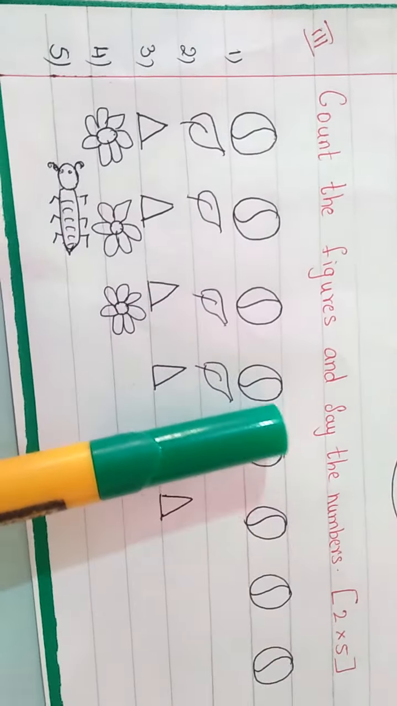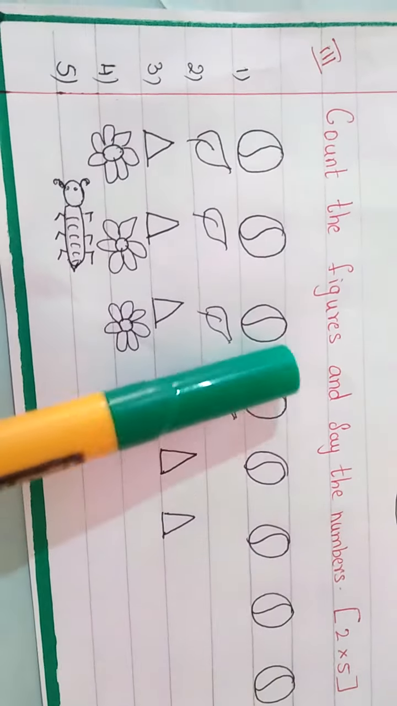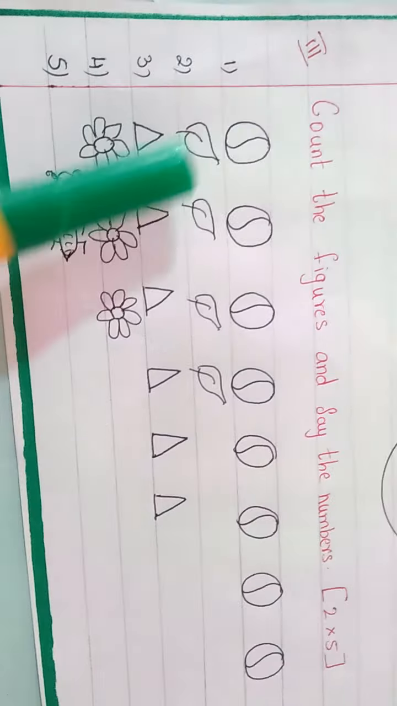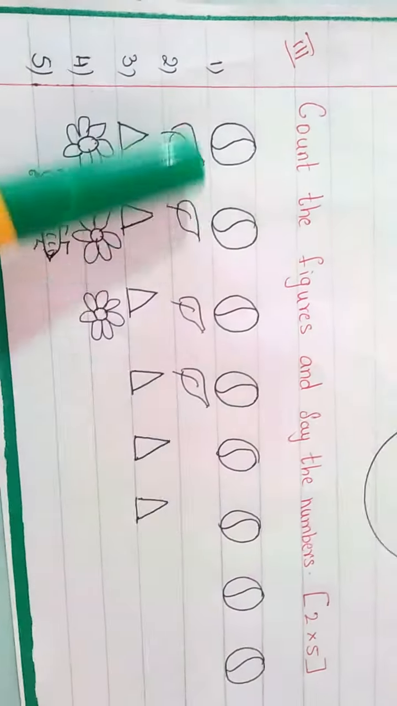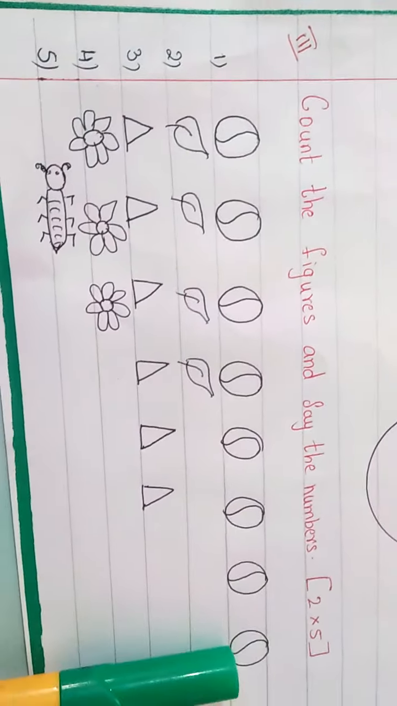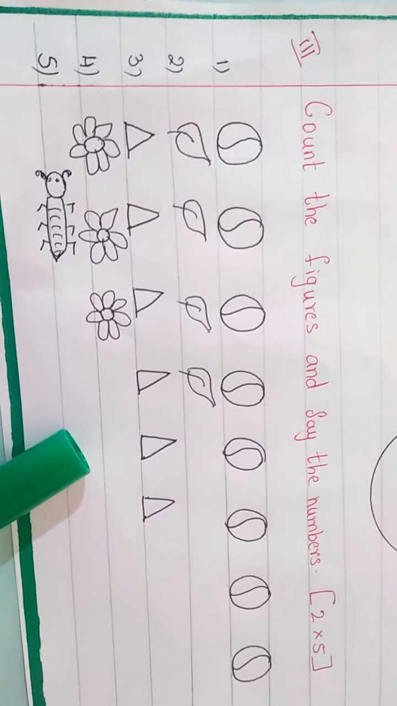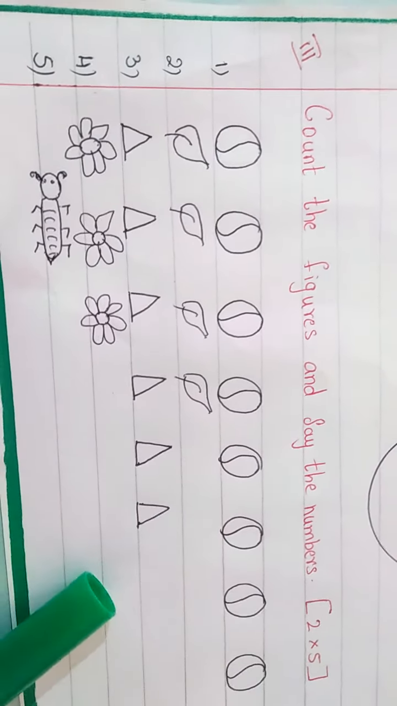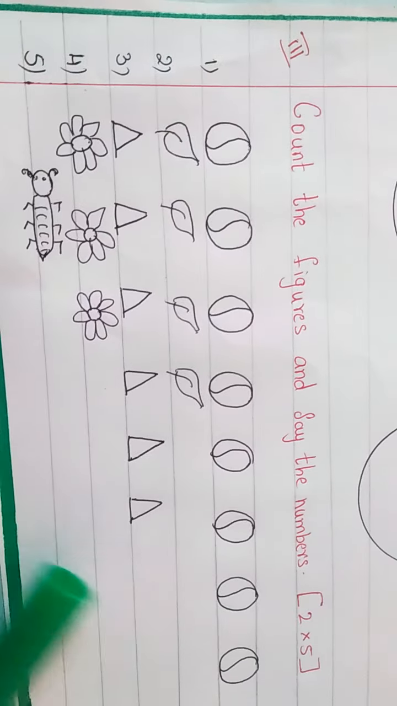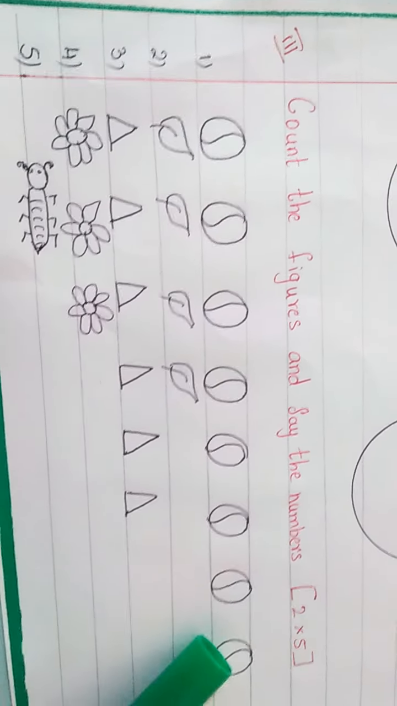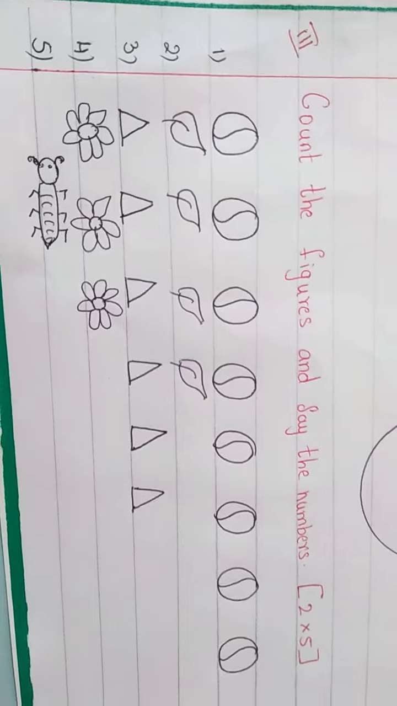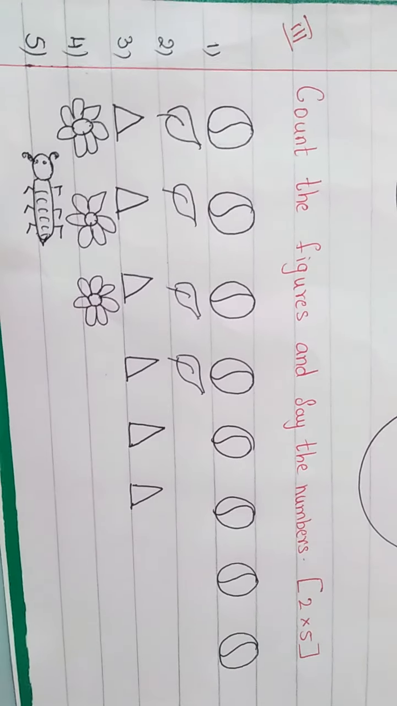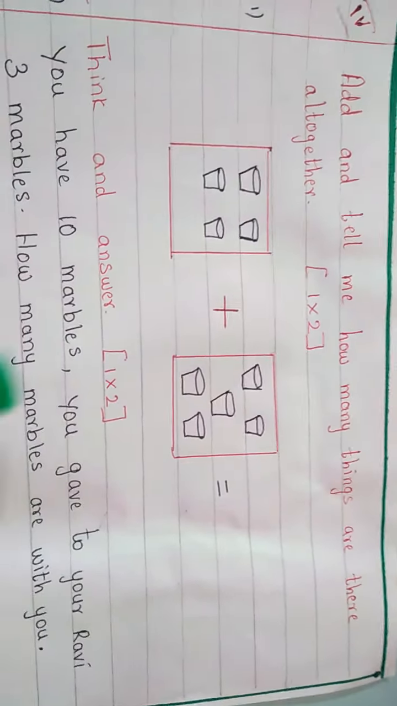Count the figures and say the numbers. So you can find the figures given here. The child will count the figures and say their numbers. So here the child is given 2 marks for each question. The child has to count and tell me the numbers. So this is the third question. Moving to the fourth question now.